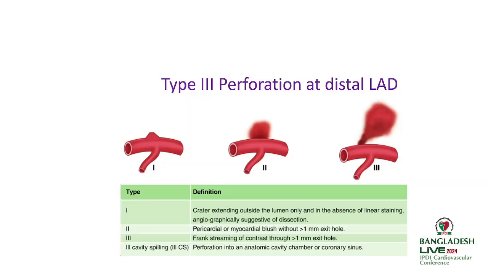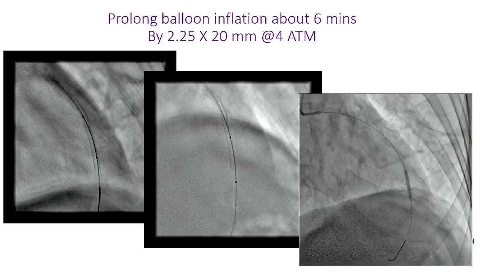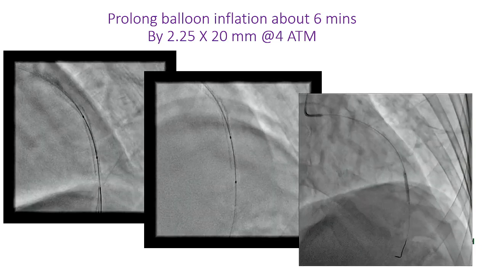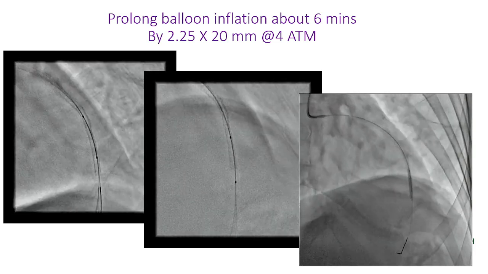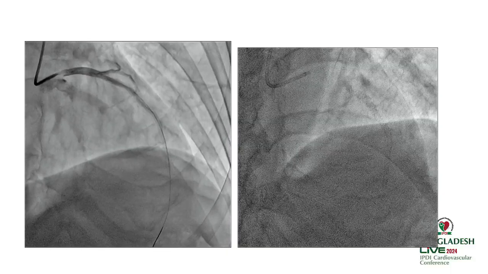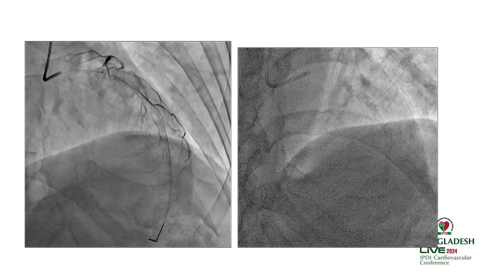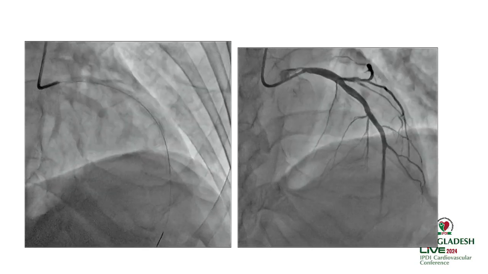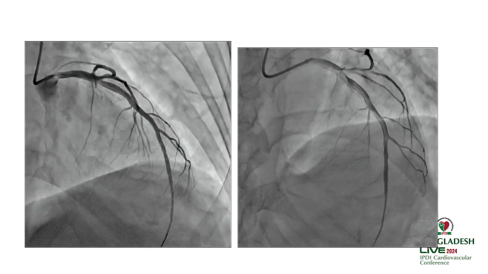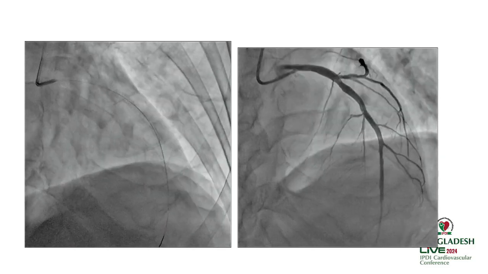Frank streaming of contrast through a 1 millimeter exit hole. As the patient was quite hemodynamically stable, we went for prolonged balloon inflation, about 6 minutes, with a 2.25 into 20 millimeter balloon. And we are lucky that the patient was hemodynamically stable. And this is the final outcome. You can see there is no further leaking of jet in the distal part, and the patient was hemodynamically stable. There is no pericardial effusion or tamponade. We ended the procedure here.